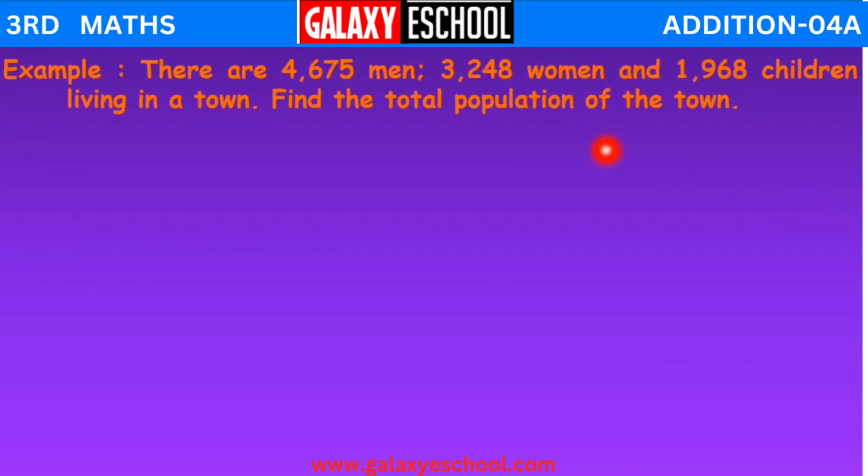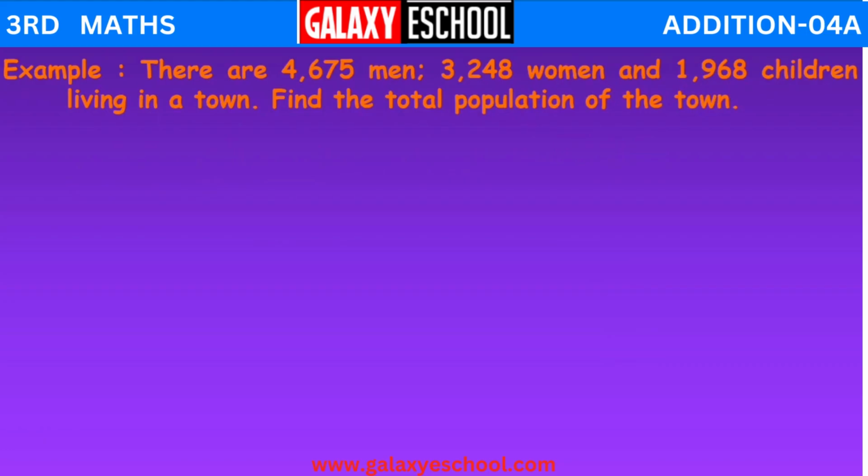There are 4,675 men, 3,248 women and 1,968 children living in a town. Find the total population of the town. Yes children, this is the question here.